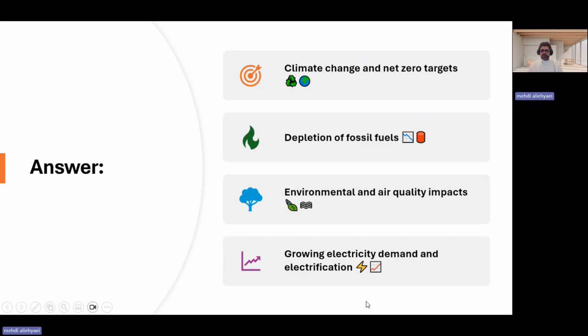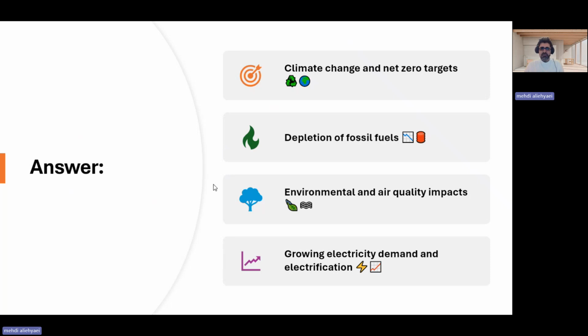The answer, in summary, is that there are a few main reasons why power systems are moving toward renewable energy. First of all, climate change and net zero goals mean we must reduce emissions, and renewable energy helps produce cleaner electricity. And also the depletion of fossil fuels, because as we know, fossil fuels are limited, and governments must be more secure about energy sources.